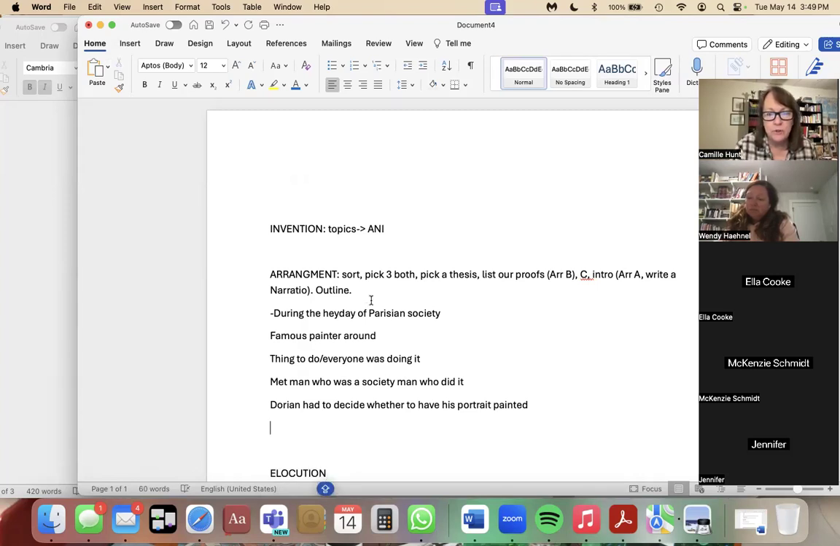So this will show up during arrangement when we're working on the introduction. Arrangement A. A is always the new thing. In this lesson, it's narratio. B is the thinking order. And then arrangement C is the template that gives you an outline.